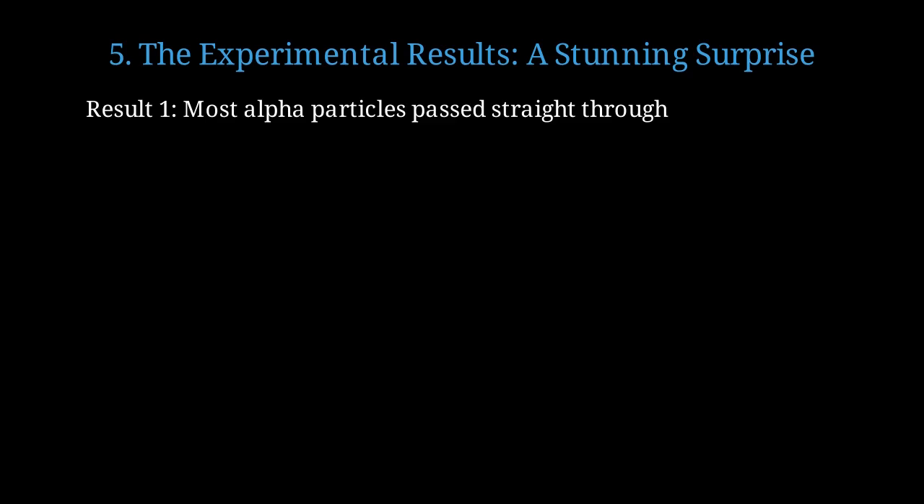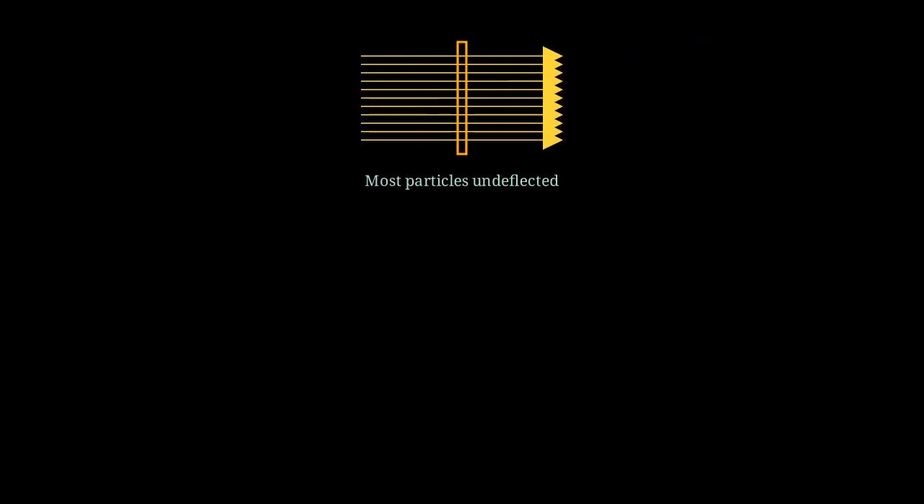When Rutherford and his team analyzed their results, they discovered something completely unexpected. First, the vast majority of alpha particles, more than 99.9%, passed straight through the gold foil with little or no deflection. This suggested that atoms are mostly empty space, with alpha particles traveling through without encountering significant obstacles.